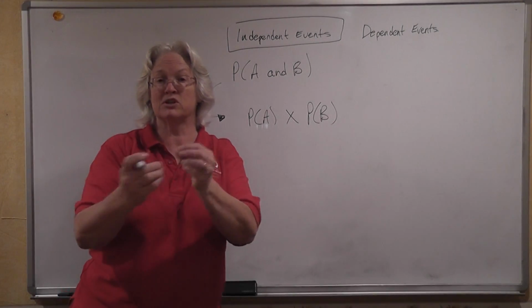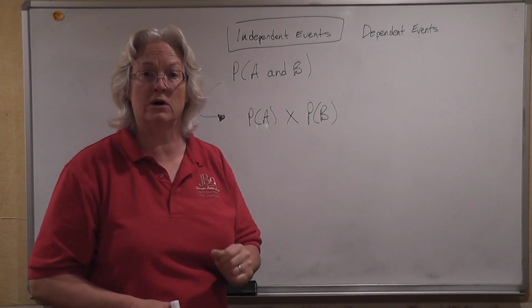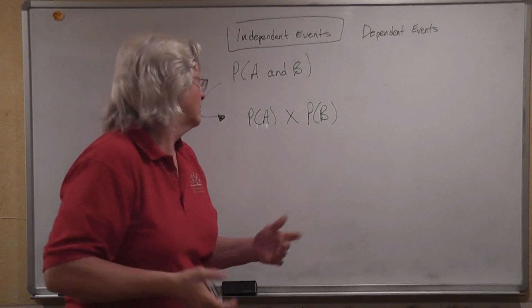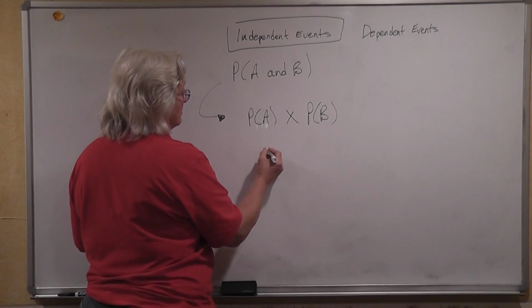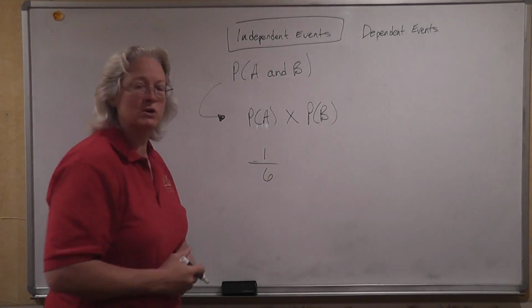Let's stretch this out a whole bit. Let's say that we have a die that has 6 sides on it. What's the probability of getting a 2? Well, the probability of getting a 2 on a standard die, there's 1, 2, and you have 6 possible choices.